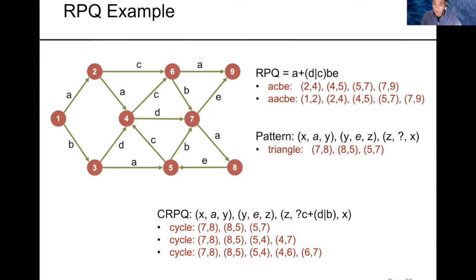So the first one is 7 to 8, 8 to 5, 5 to 7. The second is 7 to 8, 8 to 5, 5 to 4, 4 to 7. And the last one is 7 to 8, 8 to 5, 5 to 4, 4 to 6, 6 to 7.